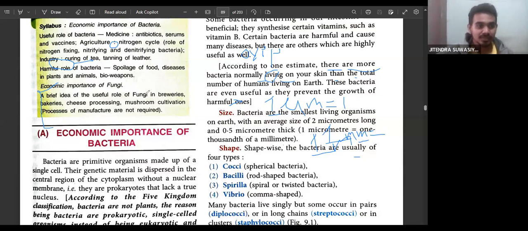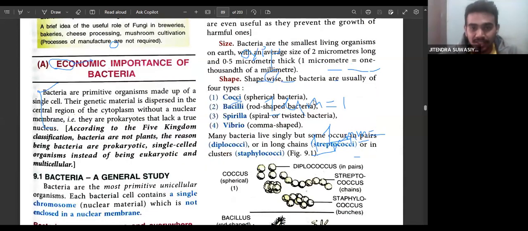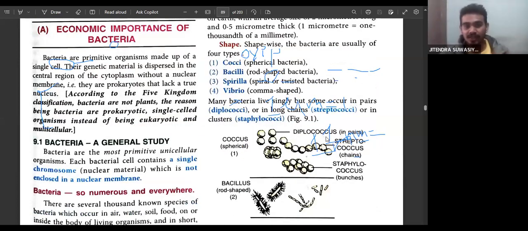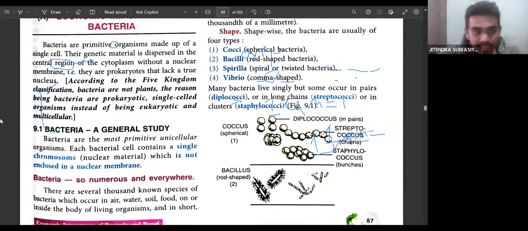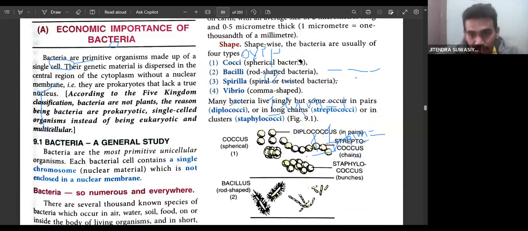So what are the shapes? Bacteria usually have four types: cocci, which is spherical shaped; bacillus, rod shaped; spirilla, which is twisted; and vibrio, which looks like a comma. Cocci is the plural, and for the singular we say coccus. So there are generally four shapes of bacteria: cocci, bacilli, spirilla, and vibrio.